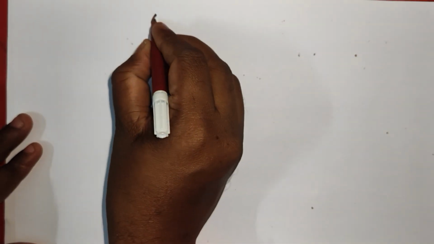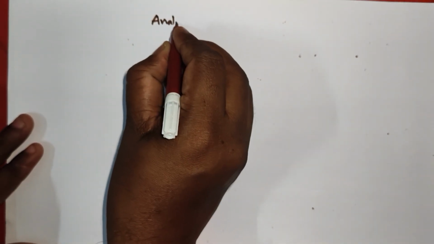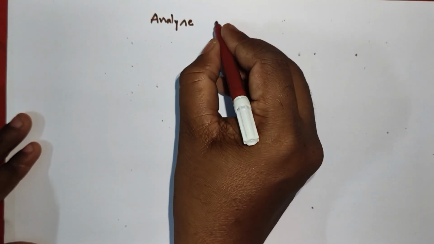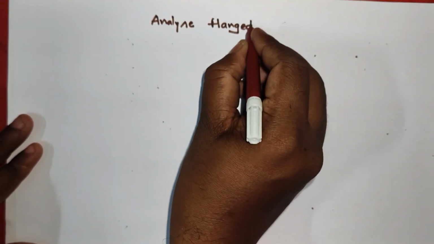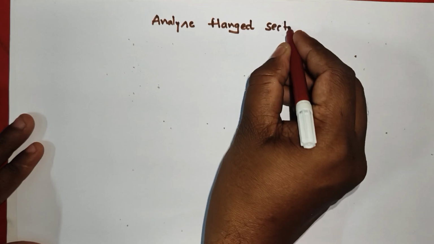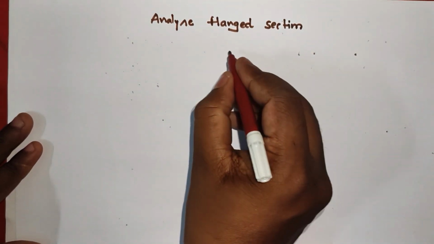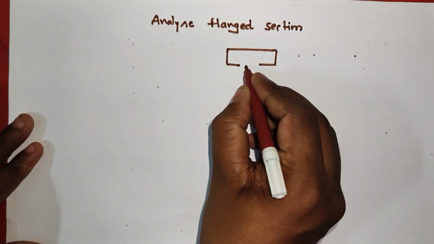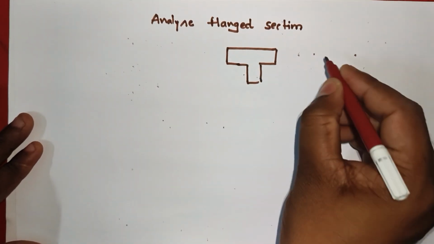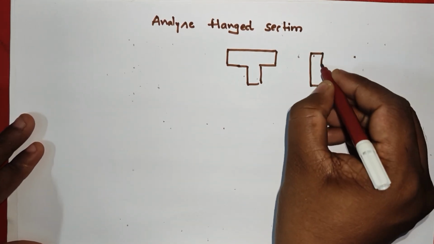Hi everyone. In this video, we will analyze the flanged sections. Flanged sections. A flanged section means it may be either a T-beam or an L-beam.